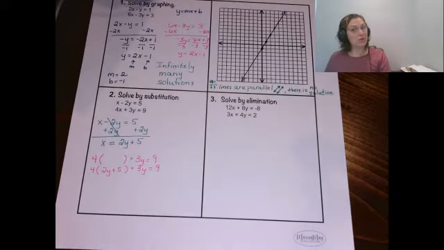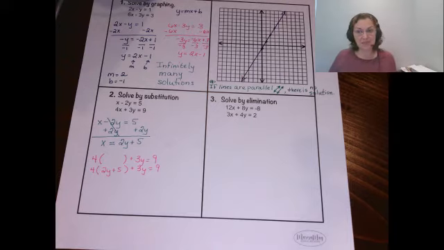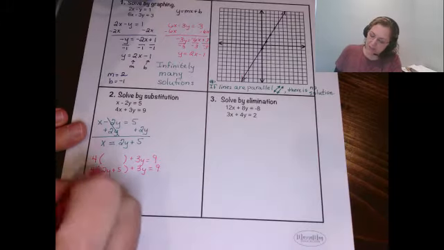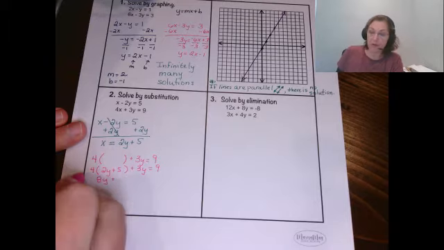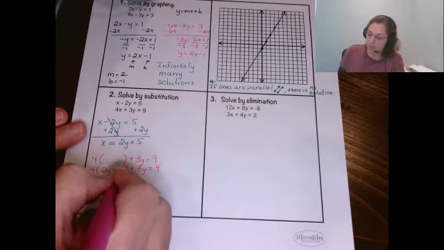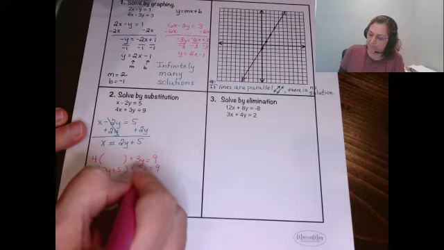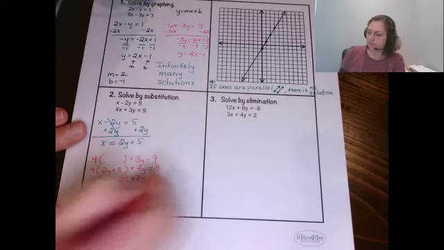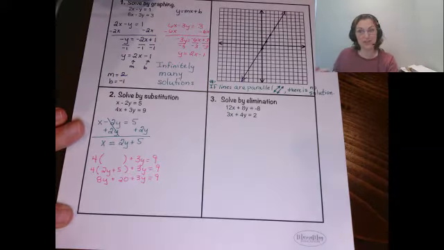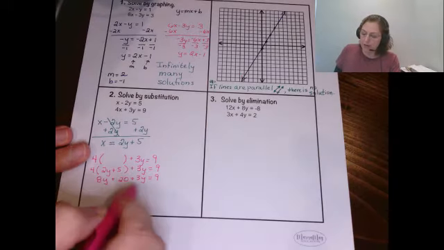Because look at where the 4 is. What am I going to have to do with that 4 there? Yes, I'm going to distribute. So let's distribute. 4 times 2y gives me 8y. 4 times 5 gives me 20. And now we have an equation we can solve, right? Let's combine our like terms.